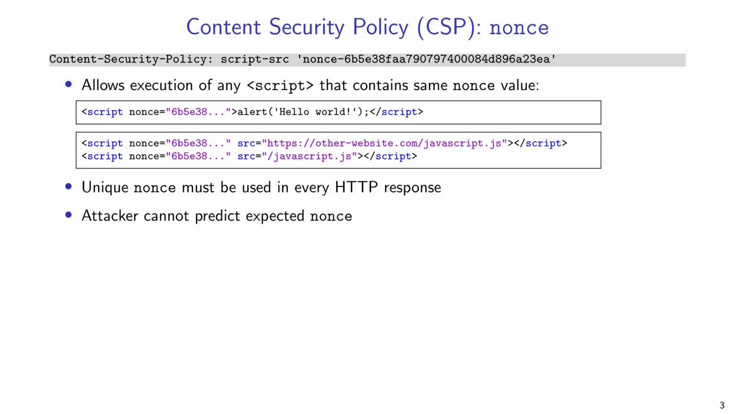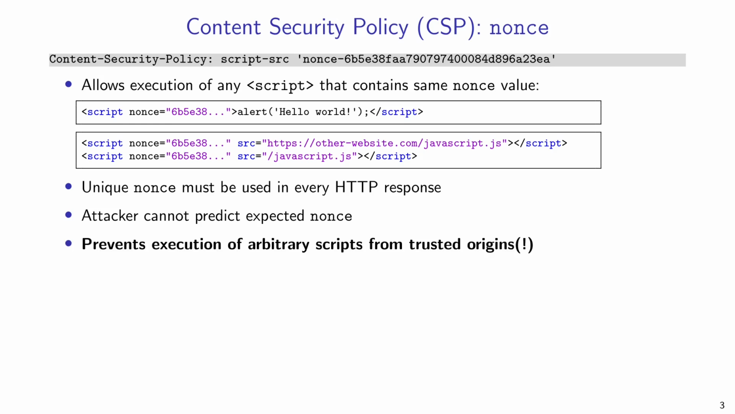Of course, the attacker can try to guess it, but there is no chance of success if the nonce is generated as a cryptographically secure random number. Now, the security benefit of this nonce approach, compared to the one shown on the previous slide, is that it prevents the execution of arbitrary scripts from trusted origins. As in this case, there are no trusted origins. Instead, each script execution is explicitly authorized by specifying the nonce attribute.